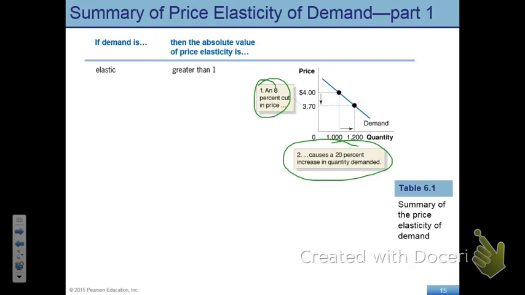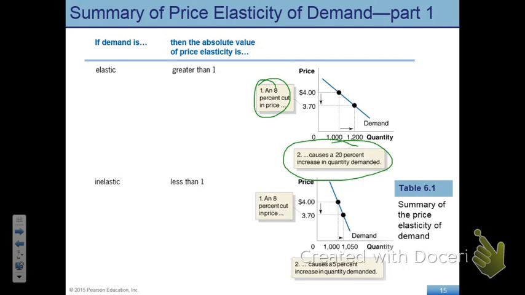Percentage change in quantity demanded divided by percentage change in price is your price elasticity of demand. So anytime the change in the numerator is larger than the change in the denominator, this will be greater than 1. And anytime the change in the numerator is smaller than the change in the denominator, this will be smaller than 1, and vice versa. So for an elastic demand curve, for a given 8% change in price, your quantity demanded increases by 20%, which is more than 8.